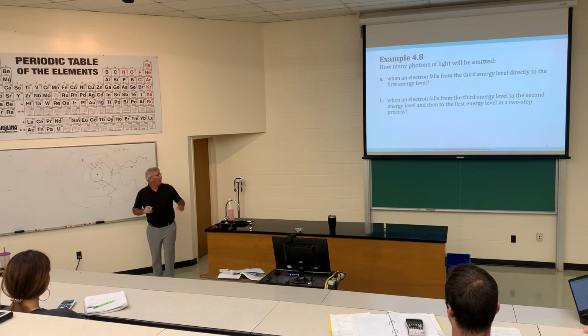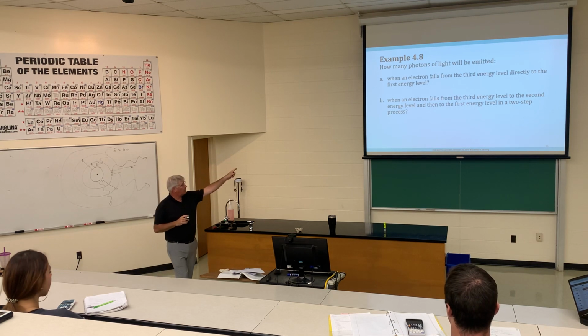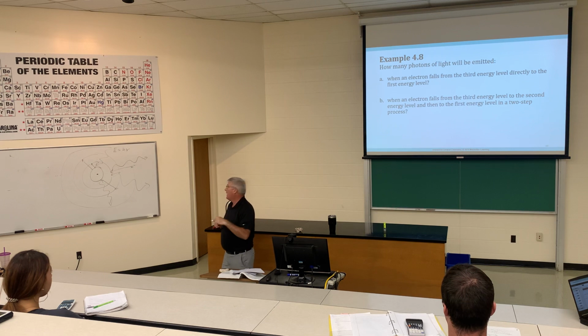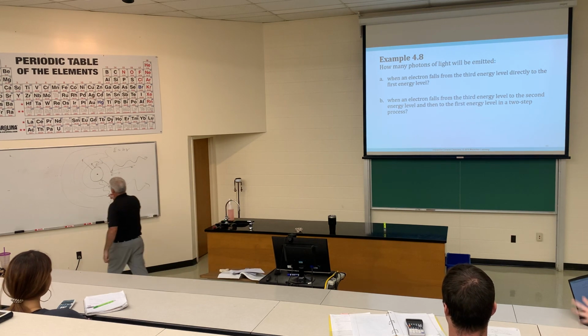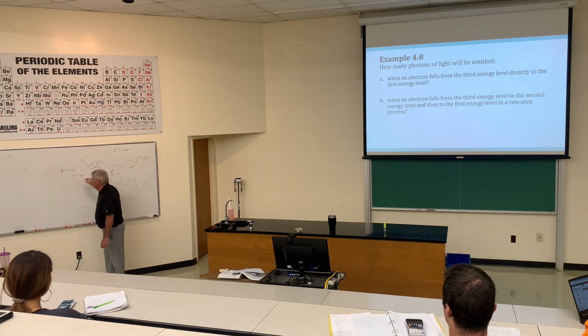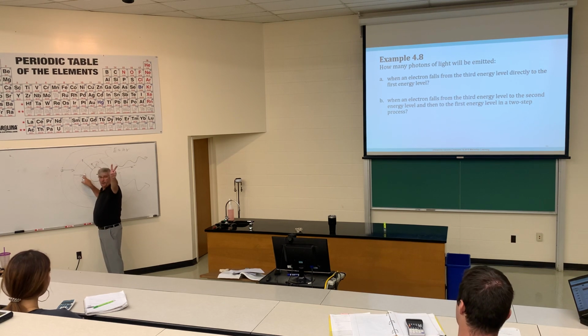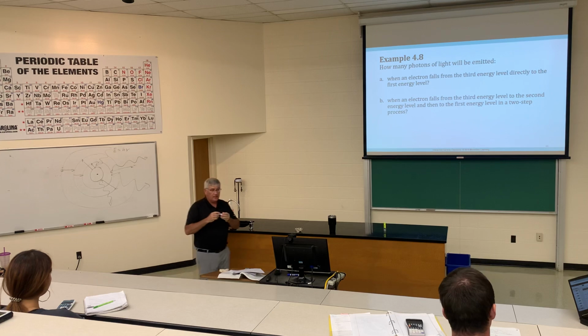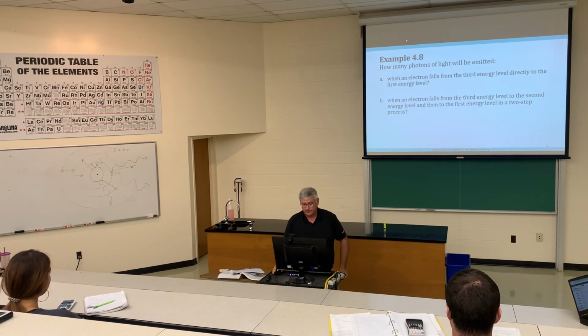Now the next one says when an electron falls from the third energy level to the second, and then from the second energy level to the first in a two-step process, how many photons are emitted? So now what we're doing is our electron is going down to here, and then in a second step it's going down to here. So this is where it's going to end up. 2 photons. One for the first step, one for the second step. Okay, you guys cool with that?